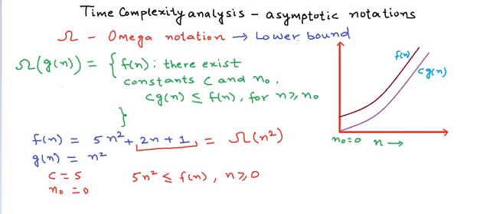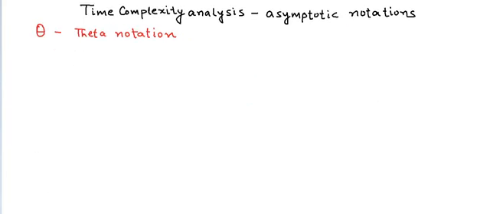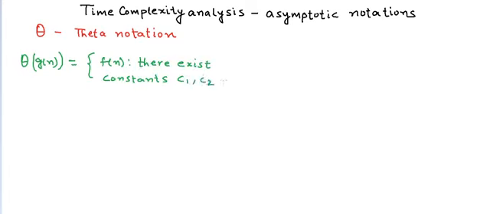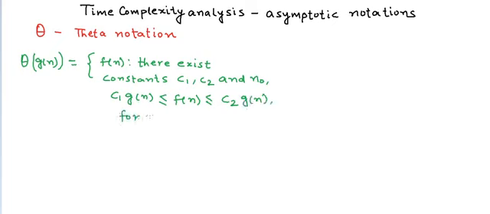And let us now see the third asymptotic notation, which is called theta notation. And the definition for this notation is that if we have a positive function g(n) that takes positive argument n, then theta of g(n) is defined as the set of all the functions f(n) such that there exist constants c1, c2 and n naught for f(n) such that c1 times g(n) is less than or equal to f(n), which is less than or equal to c2 times g(n) for all n greater than or equal to n naught.